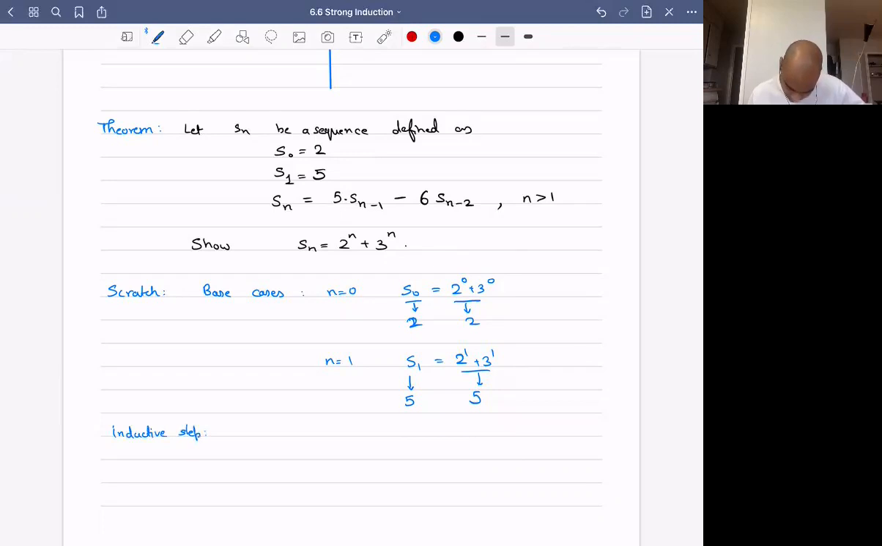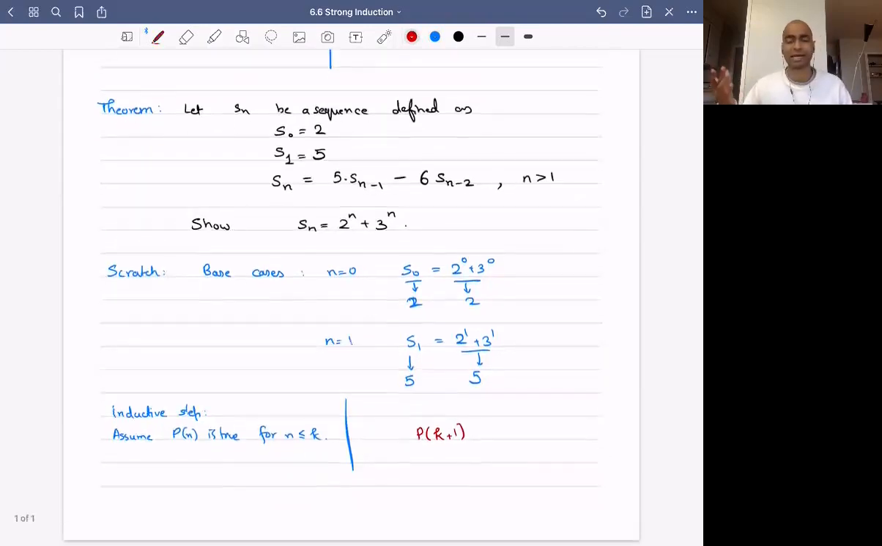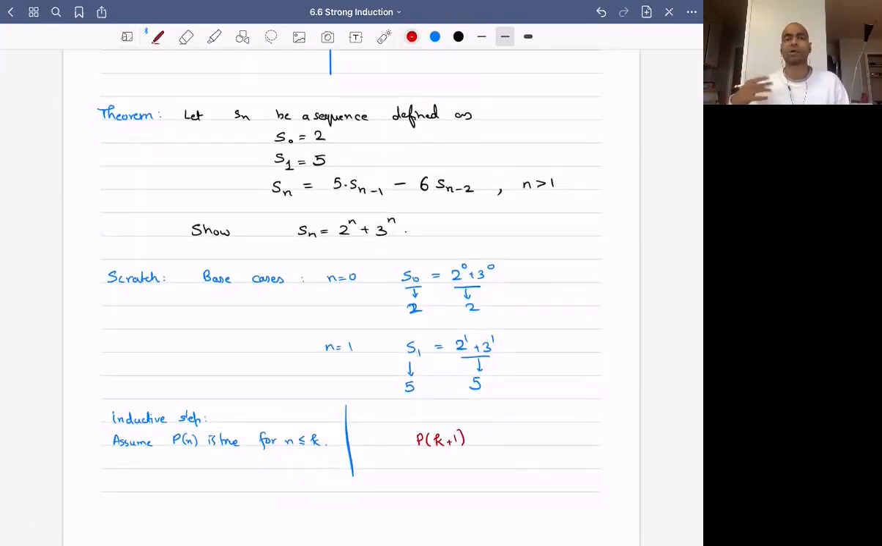And here I'll assume Pn is true for n less than or equal to k. And from here, I want to reach Pk plus 1. Now, as with standard induction, the strong induction tells you what you're supposed to do. It doesn't tell you how to do it. That is something you still have to figure out on your own.